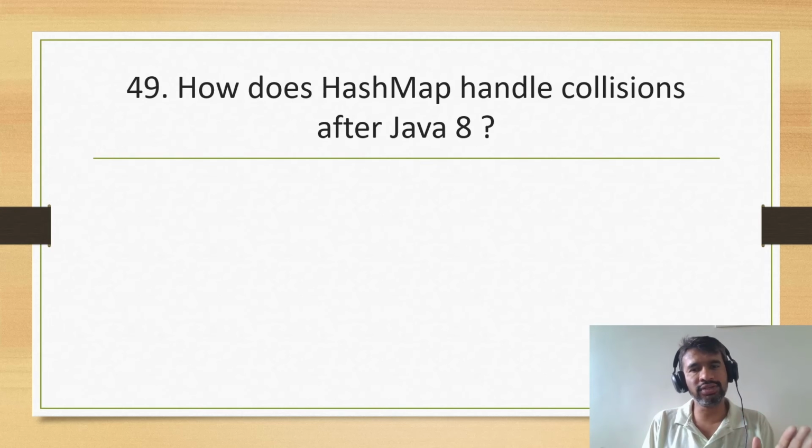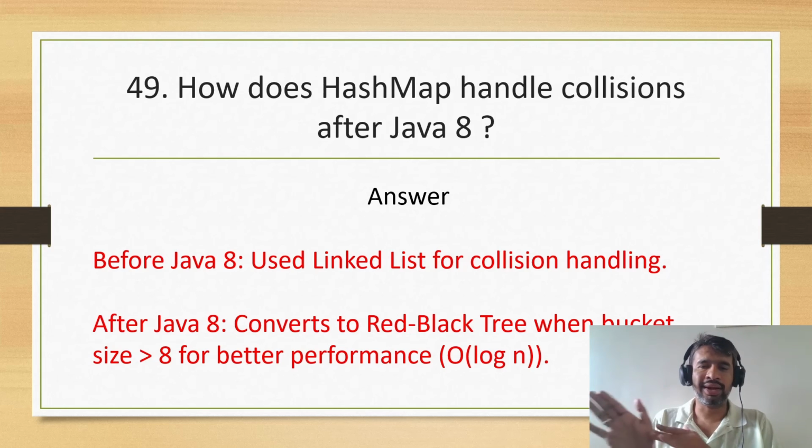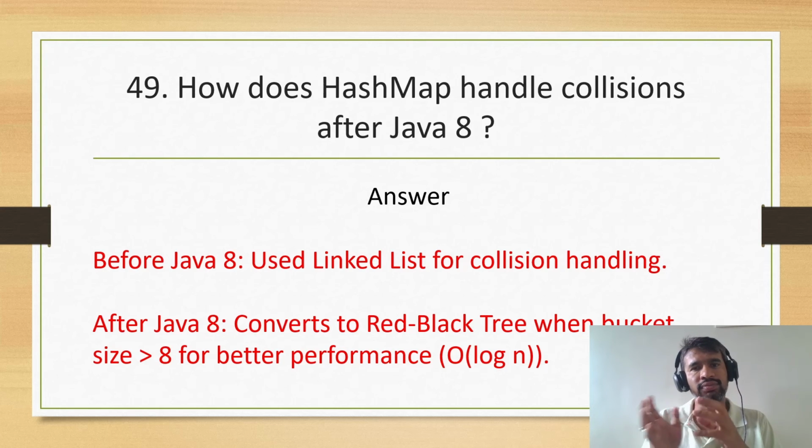But what has changed in Java 8? Instead of only storing entries in the linked list, if the size of the linked list crosses 8, meaning 8 collisions have happened for a bucket, then it will convert that into a red black tree. With the red black tree, the worst case complexity is reduced from O(n) to O(log n). So this is the advantage.